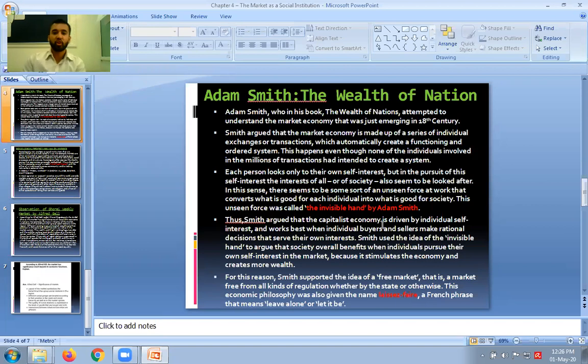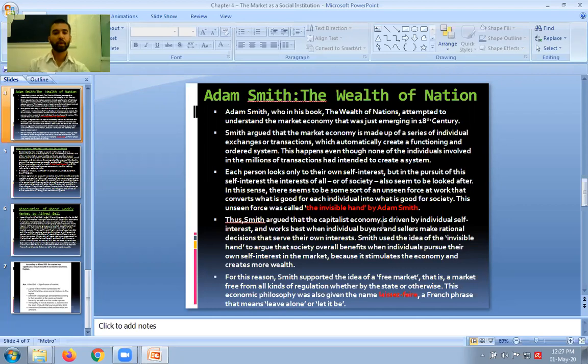So Adam Smith, The Wealth of Nations, right? When I'm talking about this man, Adam Smith, you try to understand that he is an economist who has written a book, and the name of his book is The Wealth of Nations. You always have to remember the books and the authors, because it may come in your exams, right? So Adam Smith came up with this book, and what he attempted to understand was the market economy that was just emerging in the 18th century, right?